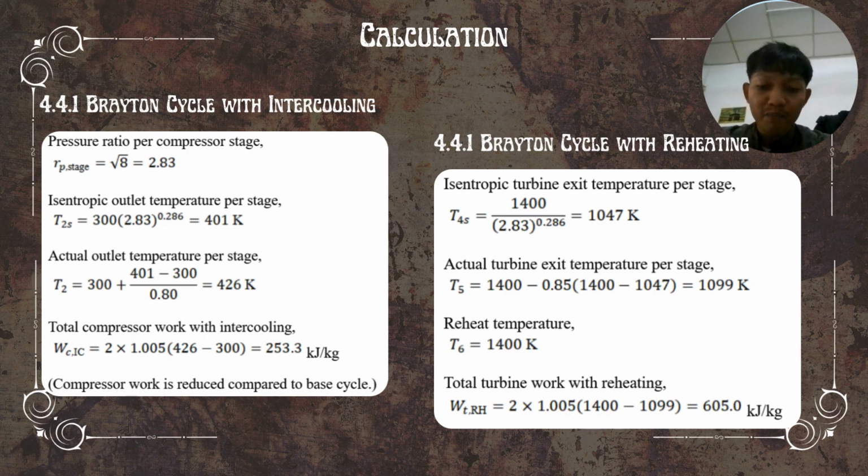For reheating, the turbine expansion is also divided into two stages, with heat added between the stages. This increases the total turbine work output. When both effects are combined, the net work output increased significantly to 351.7 kJ per kilogram. However, because additional heat is added during reheating, the thermal efficiency is lower than that of the regenerative cycle, even though power output is much higher.